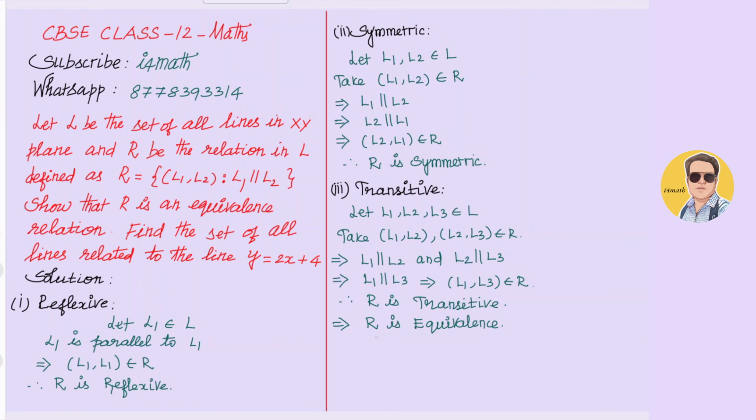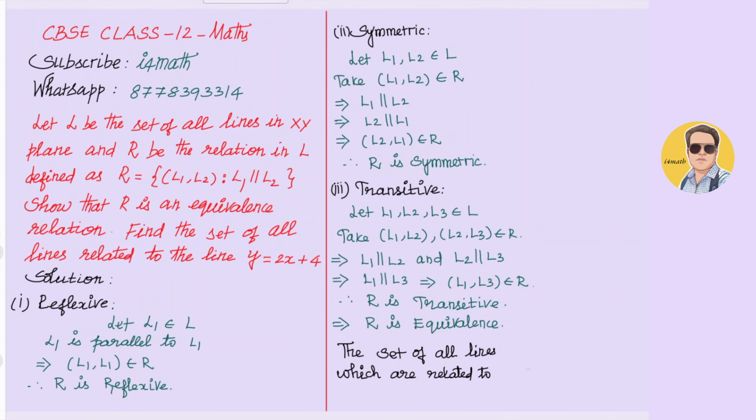Next, find the set of all lines related to the line y equal to 2x plus 4. See, the set of all lines which are related to the line y equal to 2x plus 4 are parallel lines. So the set of all lines which are parallel to y equal to 2x plus 4 are y equal to 2x plus c. So the set of all lines which are related to y equal to 2x plus 4 is y equal to 2x plus c. C can take any value.